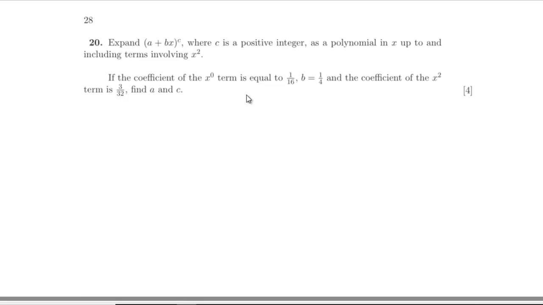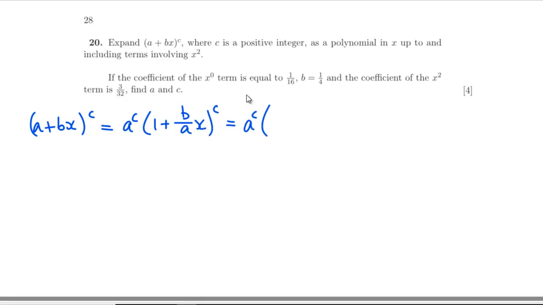So we're going to a plus bx, so you want a 1 there, is what we want to do. So that's going to be a to the c, 1 plus b over ax to the power of c, which is a to the power of c times 1 plus, well, bc over a times x, plus c times (c minus 1), then we're going to have, well, you have to put that over 2, and then we'll have b squared over a squared times x squared.